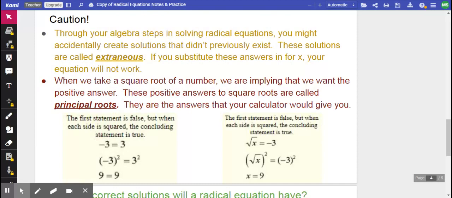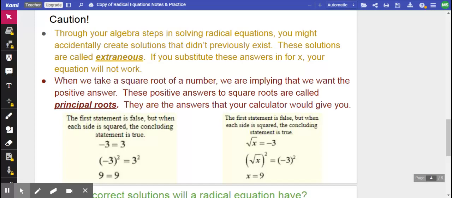Now we want to define what an extraneous solution is. So when you're doing these algebra steps, it's possible that along the way you could be creating solutions that you think might work that didn't previously exist in the equation. So these extra answers, or extraneous solutions, are ones you want to check and make sure work, but sometimes they will not actually work for x in the original equation you start with.